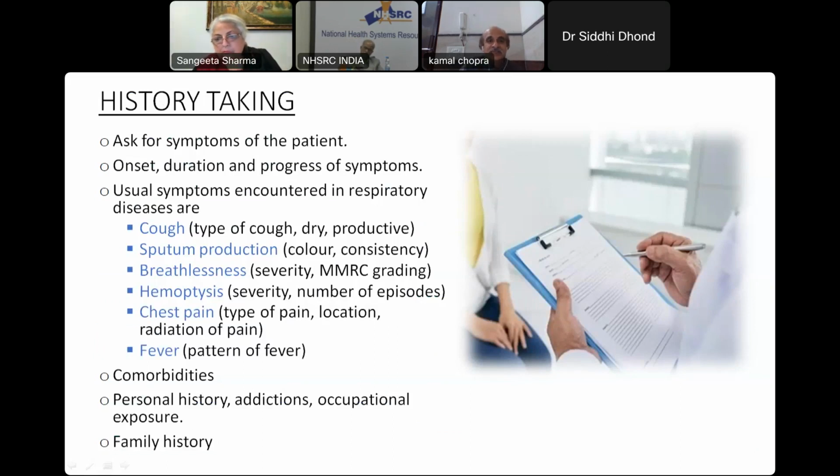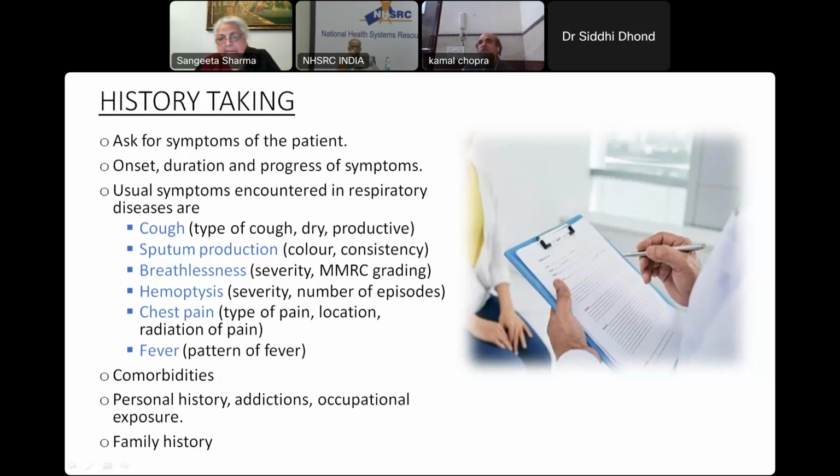The usual symptoms in respiratory disease are cough, sputum production, breathlessness, hemoptysis, chest pain and fever. Every symptom has some typical findings depending on the disease. If we ask about sputum production, the color of the sputum can suggest which bacterial or viral infection is there. If cough is dry or productive, we can consider some differential diagnosis. For severity, there are different methods of grading the severity of breathlessness. For hemoptysis, how severe is it, and how many episodes.